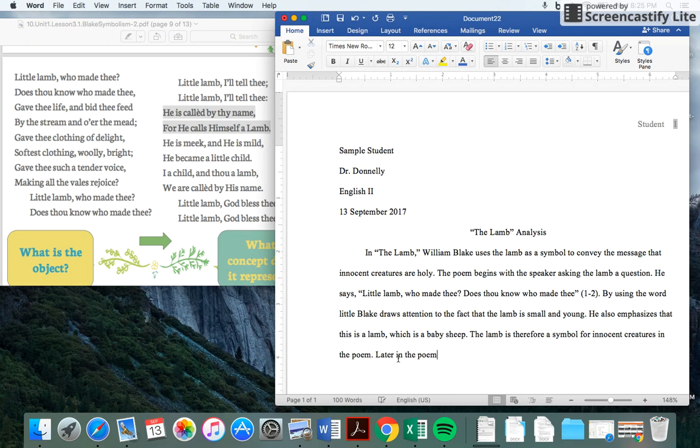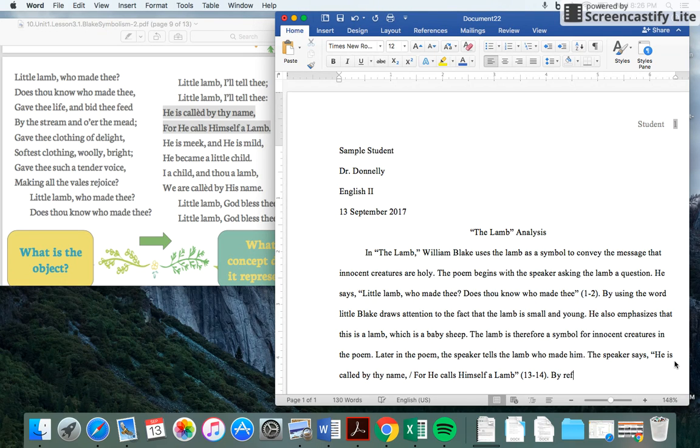Later in the poem, the speaker tells the lamb who made him. I'm going to say the speaker says, right? Because I want to be clear that I'm not saying the lamb says, but the speaker says. Okay, so the speaker says, he is called by thy name, for he calls himself a lamb. I don't know what lines these are. I gotta look. 1, 2, 3, 4, 5, 6, 7, 8, 9, 10, 11, 12, 13, and 14. Okay?